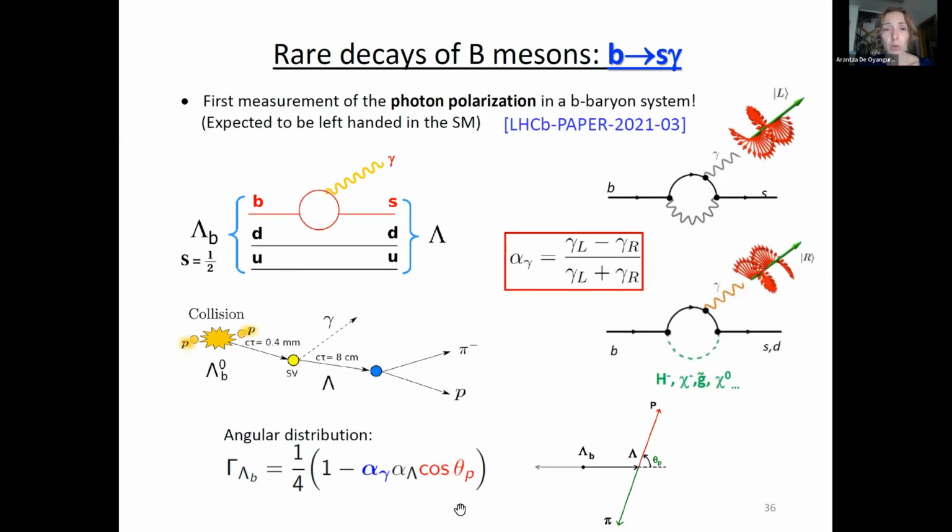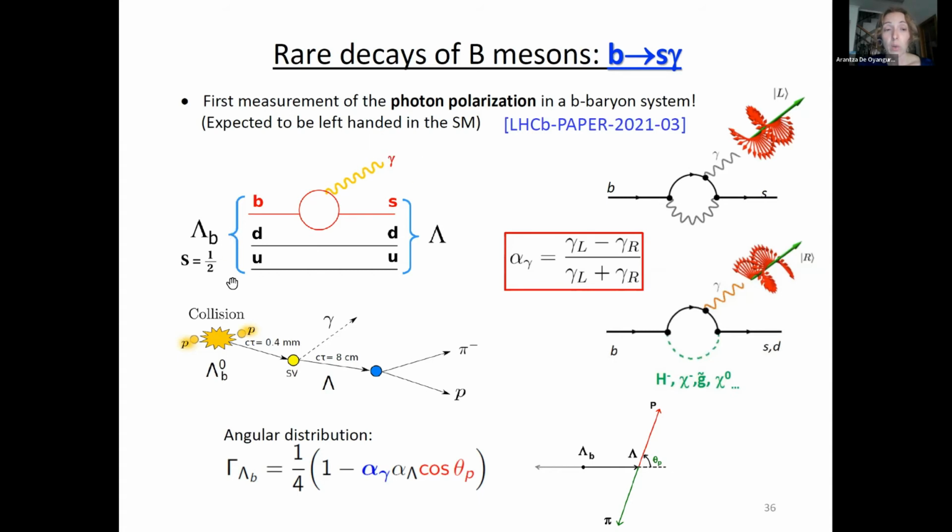Let me talk about rare decays that are radiative, with a photon in the final state, because there have also been measurements of this kind of decay. This is very interesting because in the standard model, the photons coming from this kind of transition, B to s gamma, have to be left-handed. So if you find a right-handed component in the process when looking at this photon, then you could have signs of new physics in the loop. One of the analyses that we have performed is to study the Lambda b baryon decaying into a Lambda and a photon.